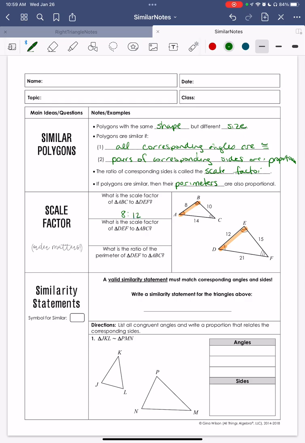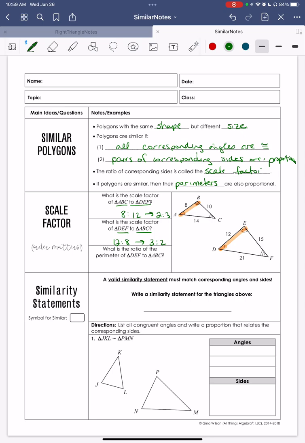Now the order matters because if I want to know ABC to DEF, I have to start with triangle ABC. And I'm going to simplify this down to 2 to 3. So that's my scale factor. Now my scale factor of DEF to ABC, it's just a different order. So instead of being 8 to 12, it's 12 to 8, which simplifies to 3 to 2.